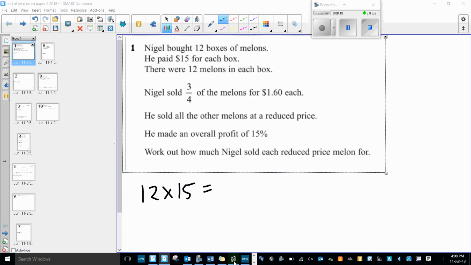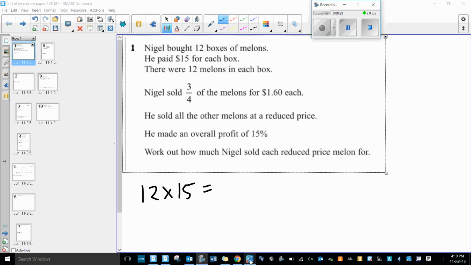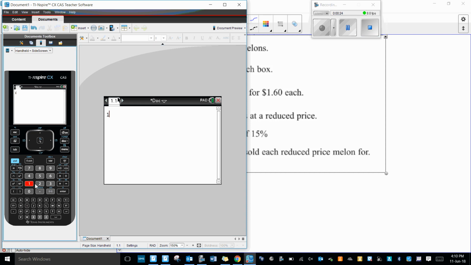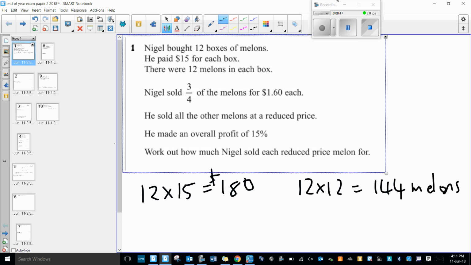These aren't your calculators. One second. Okay, so we've got 12 multiplied by 15 is 180. So that's $180 that he spent. Right, there were 12 melons in each box. So if there were 12 boxes and 12 melons in each box, we don't need a calculator for that. We've got 144 melons. Nigel sold 3/4 of the melons for $1.60 each.